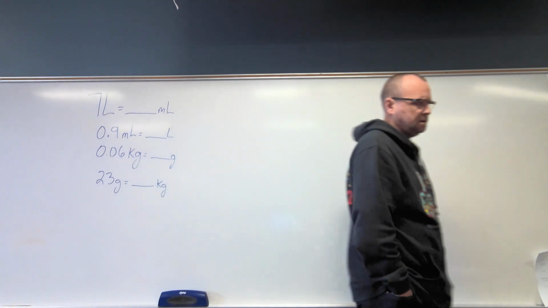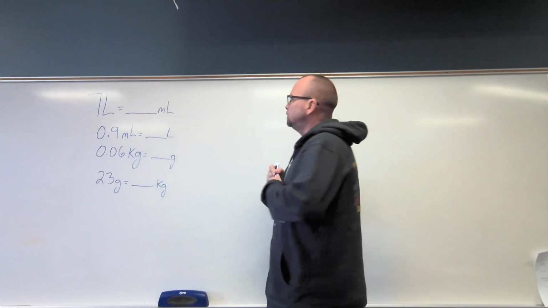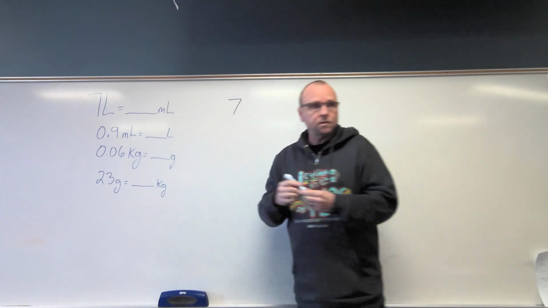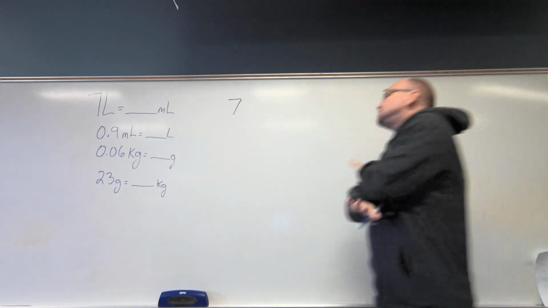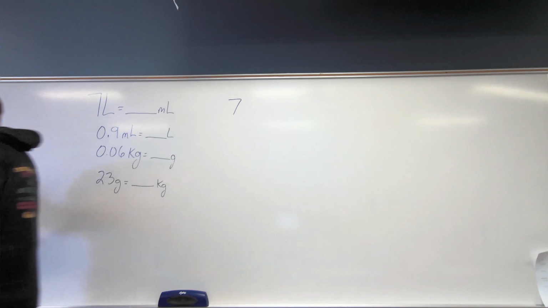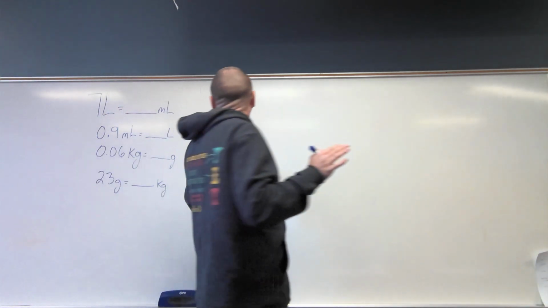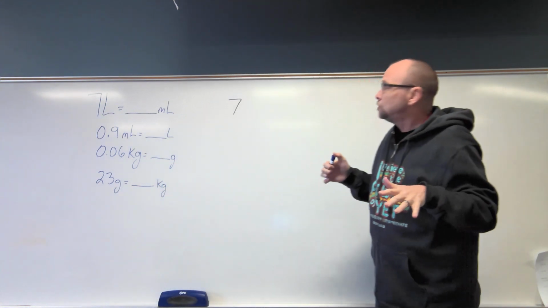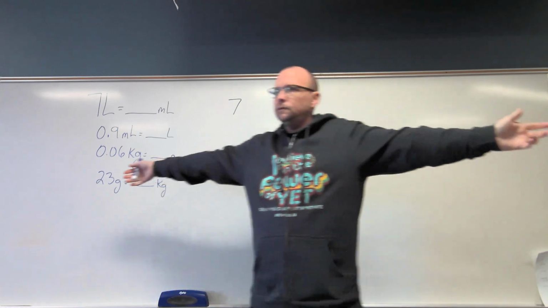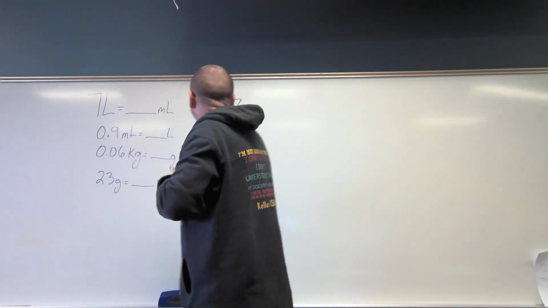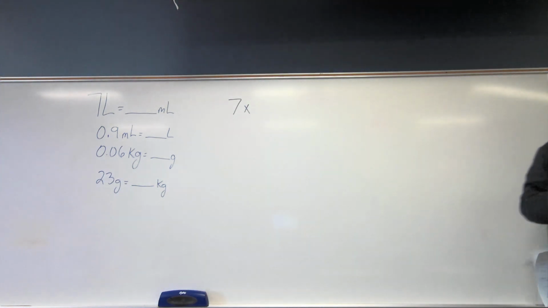So easy. Now, when we were doing this, we have 7 liters to something milliliters. So I'm going to do something with the 7. I'm either going to multiply it or I'm going to divide it. Which one? We're going from liters to milliliters. So what's bigger, a liter or a milliliter? Liter. So I'm going to multiply this by 1,000.